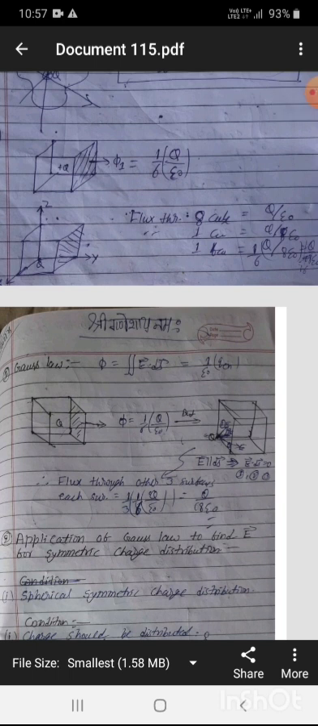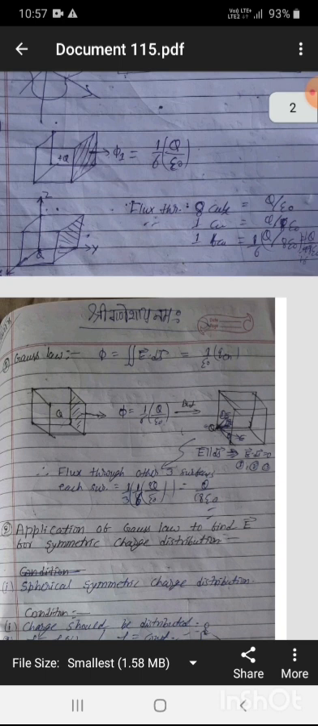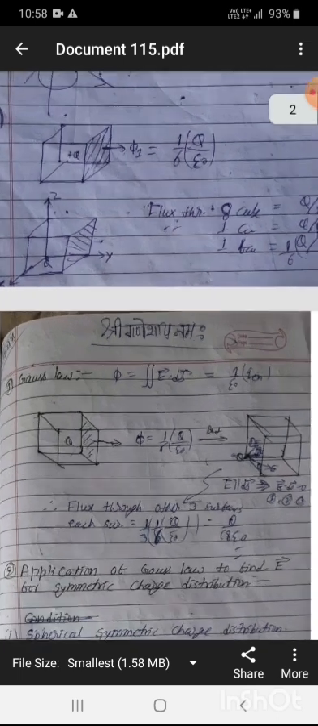Suppose a cube encloses a charge capital Q within its center. Then what would be the flux through each surface? So electric flux through the entire cube, through all the 6 faces, is given by Q upon epsilon naught. Thus, the electric flux through each face would be 1 by 6 times Q upon epsilon naught. Right? Yes.